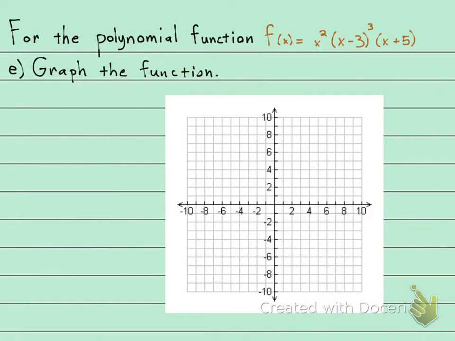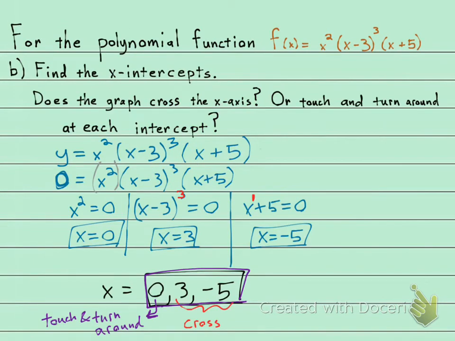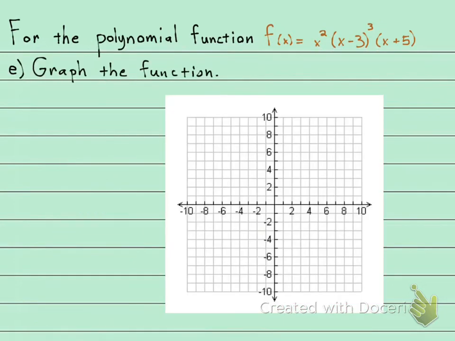Now, if we want to graph this polynomial function, we're going to use what we learned in A, B, and C to graph it. So back in part B, we learned that the x-intercepts are 0, 3, and -5. So the x-intercepts are going to be 0, 3, and -5. Okay, so let's go and mark our x-intercepts: 0, 3, and -5.